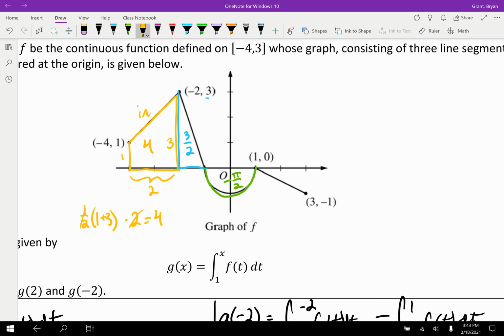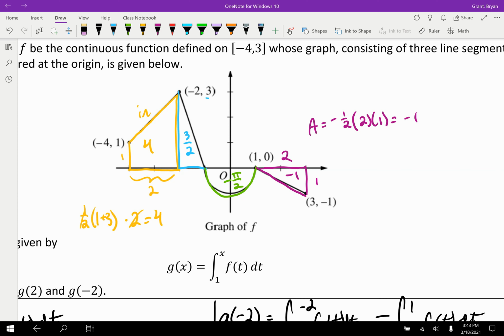Alrighty, looks pretty good there. We might as well do the last triangle. We'll probably need it at some point. Base of 2, height of 1, below the x-axis, so the area is negative 1/2 times the base times the height, and that looks like negative 1. There we go. So we have all of these now.